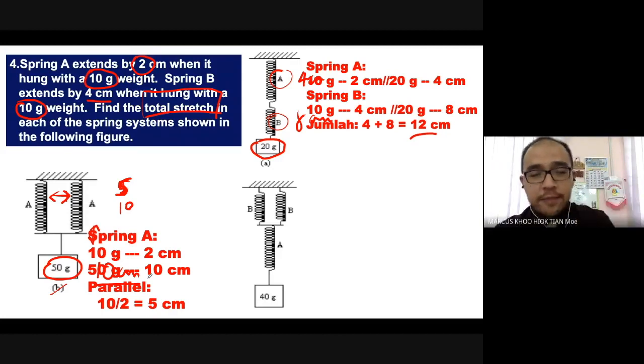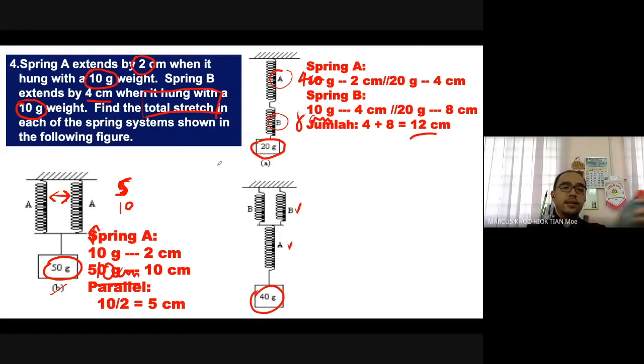Okay, right. Let's take a look at this situation. 40 grams. This is spring A, this is spring B. I want to know what is the total extension only. Okay, try to figure this out. When you have your final answer, just tell me what your final answer is.